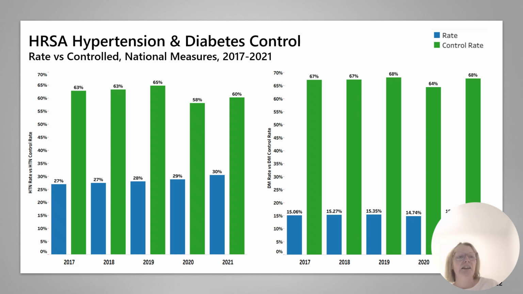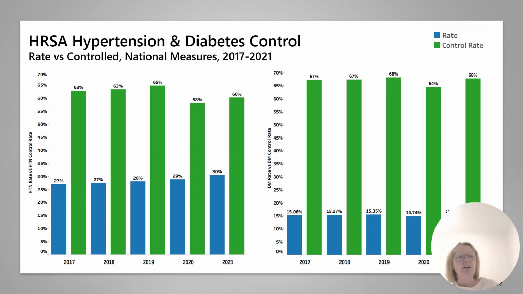Based on this data analysis, we can say the rate of hypertension was 27% in 2017 and 2018 and rose gradually each year to 30% in 2021. The rate of controlled hypertension stayed the same during 2017 and 2018 at 63% and increased to 65% in 2019. The percentage of controlled hypertension decreased from 65% to 58% in 2020 and increased slightly again to 60% in 2021.